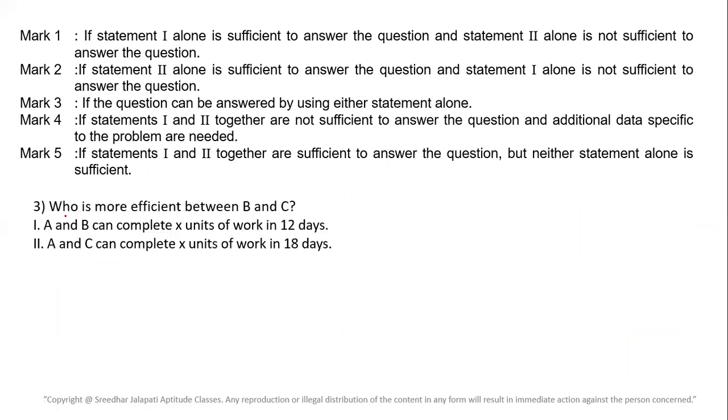Right. Third question. Who is more efficient between B and C? Again, as I told you, while watching this video, anytime you want to try the question, you can pause the video. First statement: A and B can complete X units of work in 12 days. A, B together can complete the work in 12 days. From this, can you find who is more efficient between B and C? First of all, do we have any information about C? No, one alone is not sufficient.